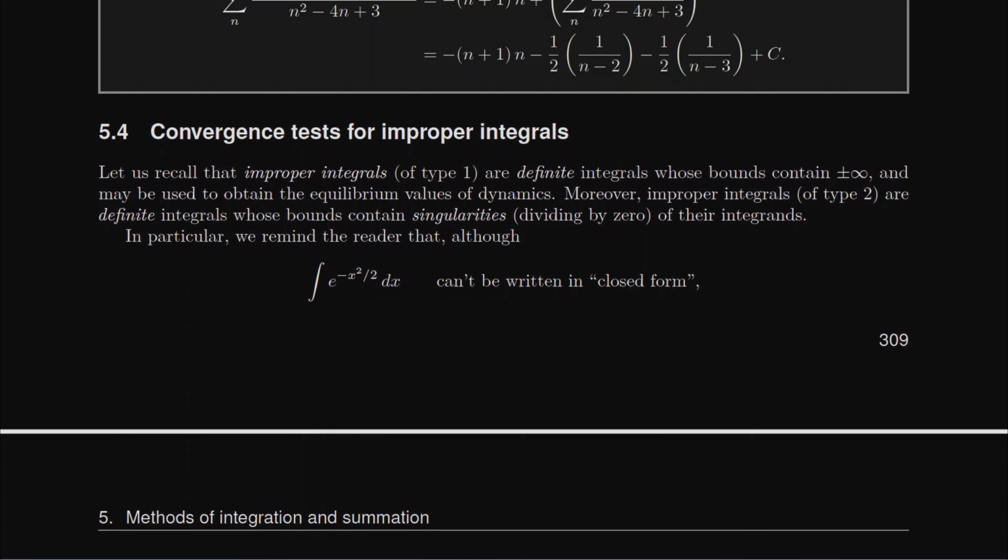Moving on to section 5.4, convergence tests for improper integrals. Let's remember all the way back to equilibria for dynamics. They were places, or really values, where the limit as time went to infinity of our solution to the dynamics was equal to some value, which we called the equilibrium value.